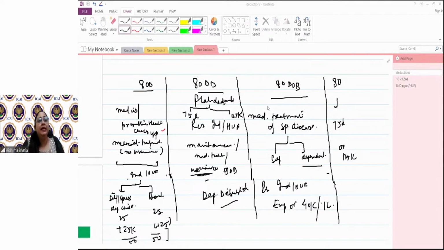80DD में the criteria is maintaining, the criteria is medical treatment also, and medical treatment वहाँ पे there is no word like specified disease, because the person is disabled, there can be X number of medical treatments going on. Difference between 80DD and 80DDB: 80DDB is for specified disease of dependent, दोनों dependent है, but वहाँ पे specified disease of dependent or self. 80DD में it's only dependent disabled. DD मतलब dependent disabled, उसका maintenance, उसका medical treatment.